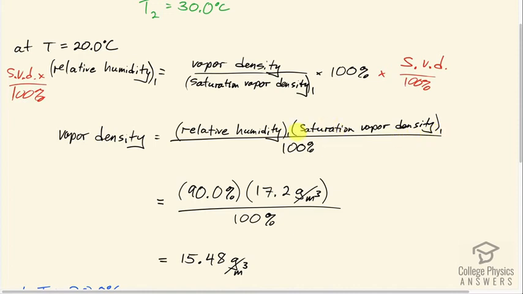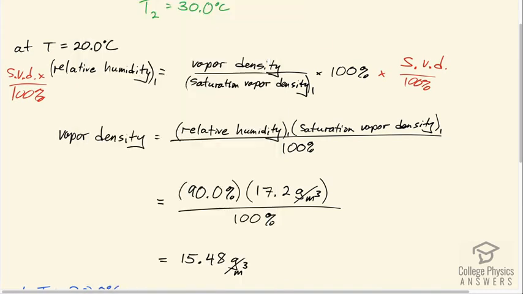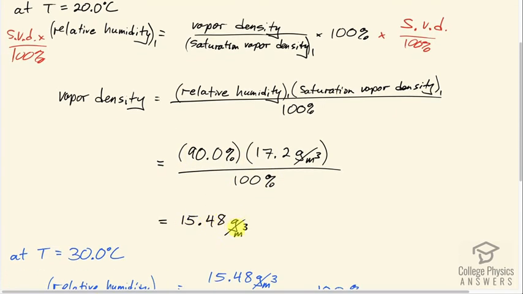And to find this saturation vapor density at 20 degrees Celsius, we look at table 13.5 and follow the temperature column down to 20. And the saturation vapor density in grams per cubic meter is 17.2. So we substitute that in here, times 90% divided by 100%, and that gives us 15.48 grams per cubic meter. So that's the vapor density.